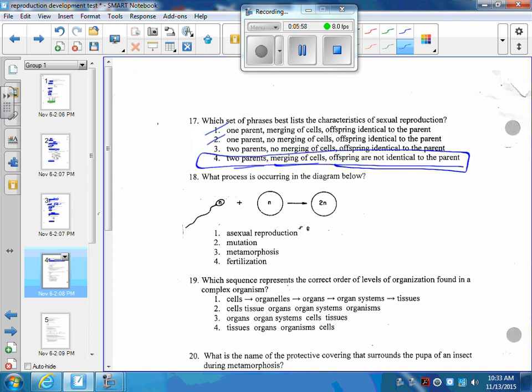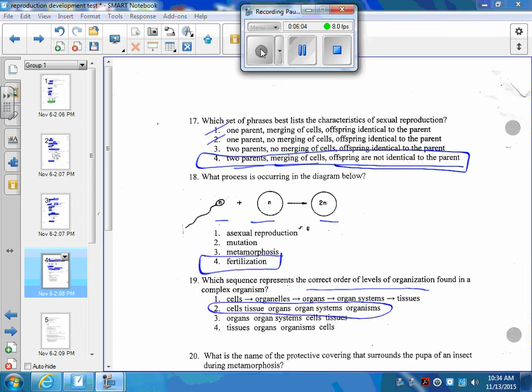Which process is occurring? Sperm plus egg is equal to... Not sure where I left off, but if you missed 18, there's the answer. And if you missed 19, there's the answer. Number 19 comes straight from your notes. I don't need to go over that.